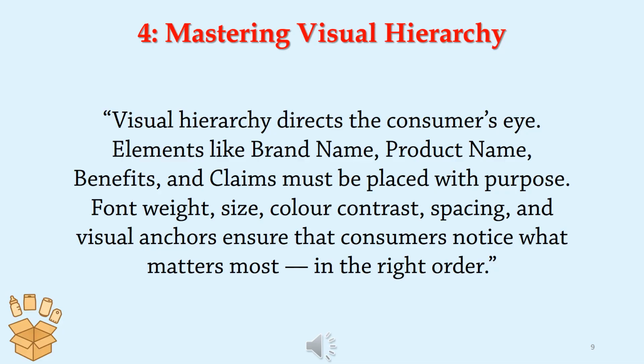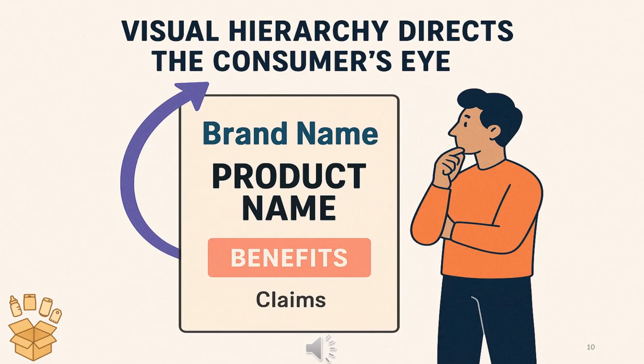Mastering visual hierarchy. Visual hierarchy directs the consumer's eye. Elements like brand name, product name, benefits and claims must be placed with purpose. Font weight, size, color contrast, spacing and visual anchors ensure that consumers notice what matters most in the right order. Refer to this image to clear the concepts.